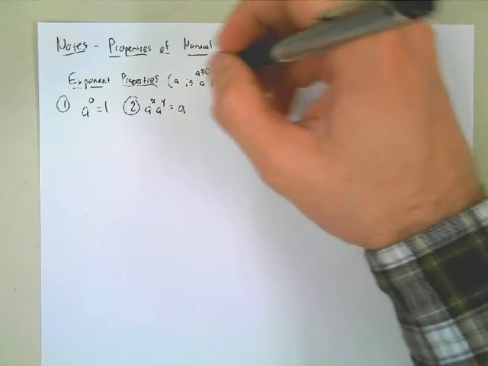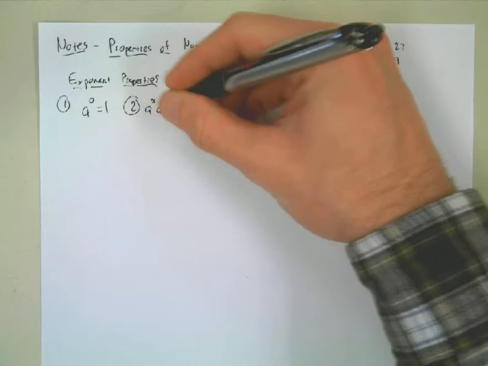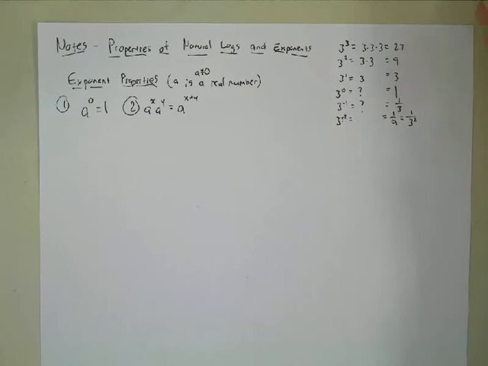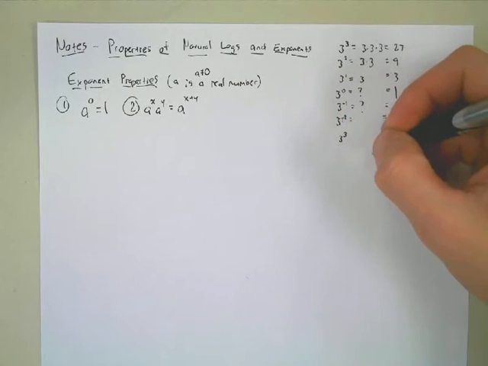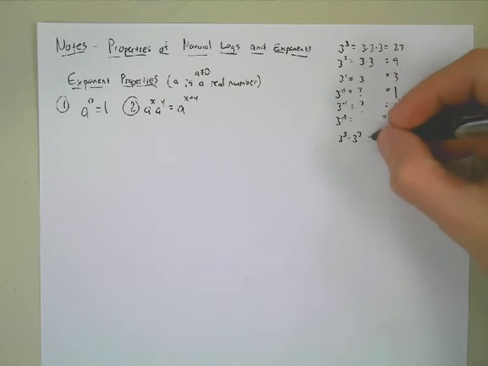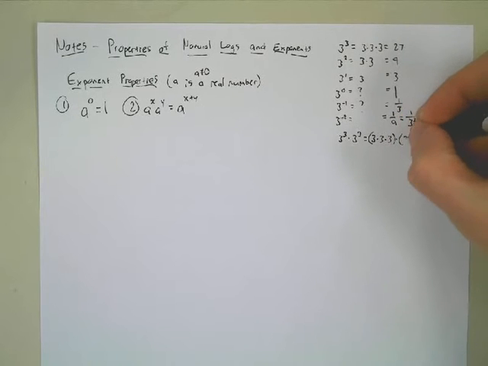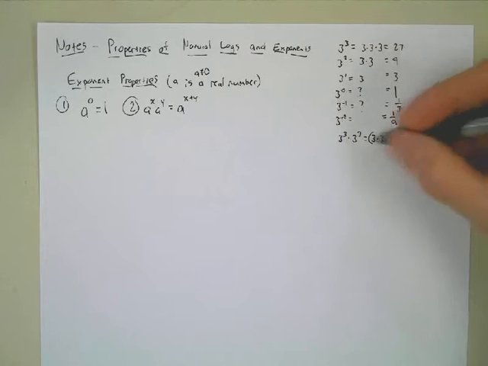X plus y. When you multiply numbers that have the same base, you add exponents. Which again, this makes sense. If I have 3 to the third, and I multiply that by 3 to the second, well, if I expand this out, it's 3 times 3 times 3 times 3 times 3. But then it's just 5 3s, so it's 3 to the fifth.